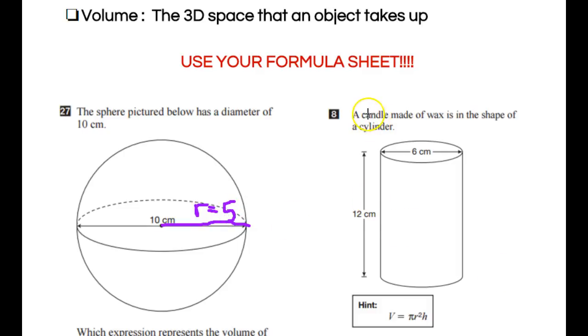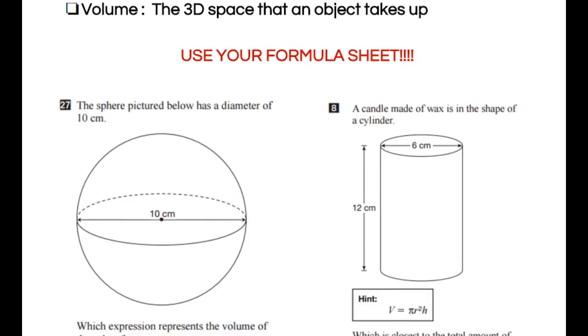In this case, it says a candle made of wax is in the shape of a cylinder, and I know my formula is pi r squared h, right? So my radius is what the r is in this formula, but they don't tell me my radius. My radius in this case is only going to be 3 centimeters long. So those are some things that in EQAO questions are going to help me figure out which answer makes sense.